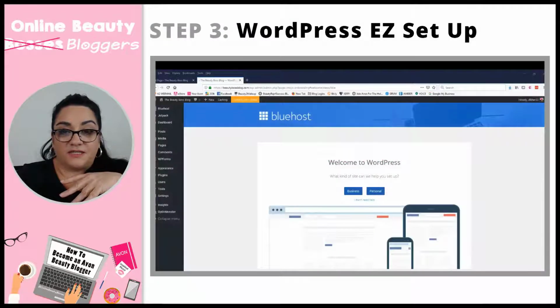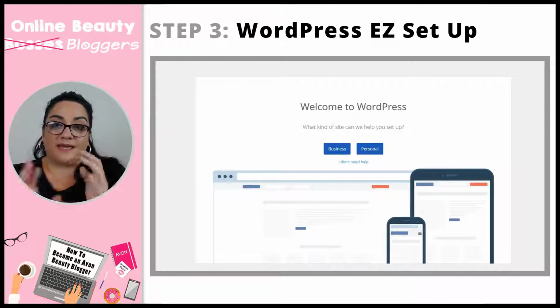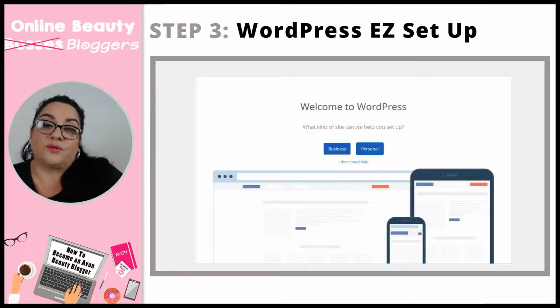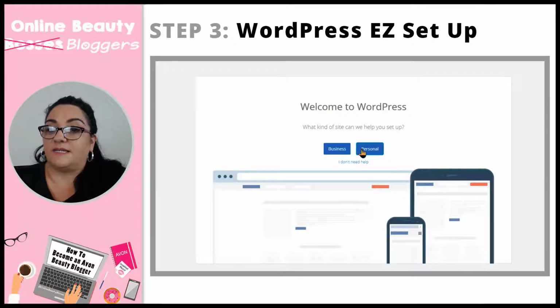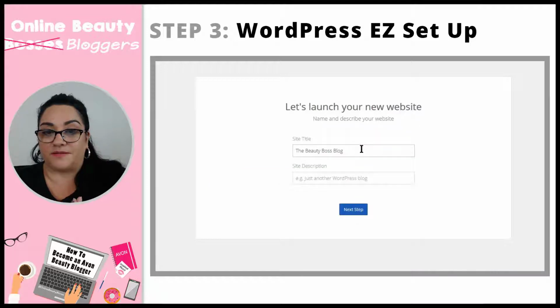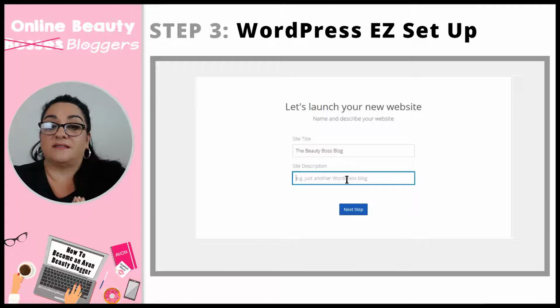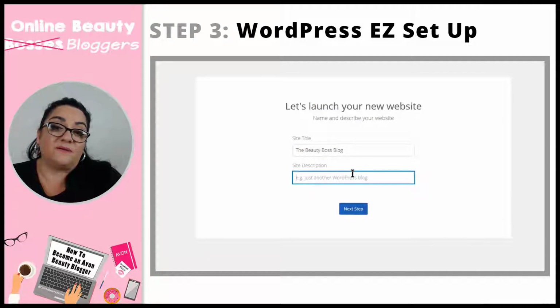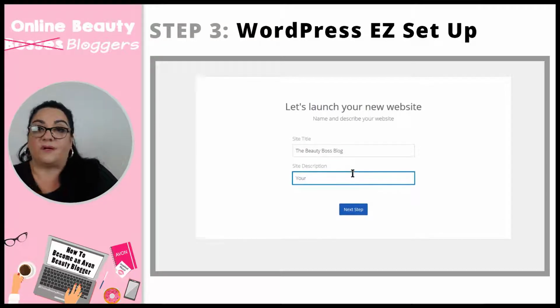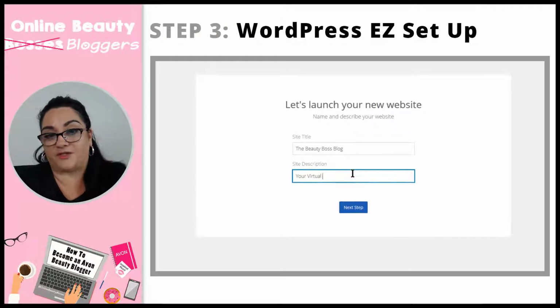So first, what you're going to do is you're on your home page, and it says, welcome to WordPress, and you can select either business or personal. It doesn't matter. And you're going to type in your site title, which mine is the Beauty Boss blog. That was the website that I chose, the web address.